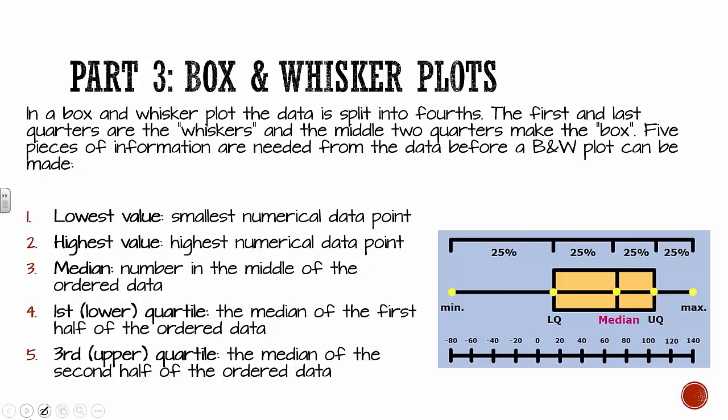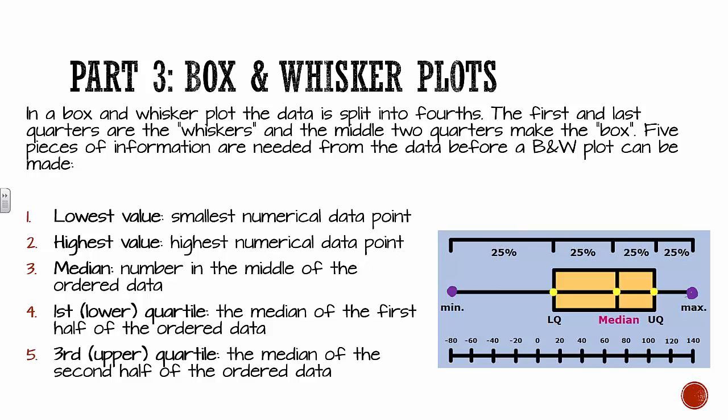So the third part, box and whisker plots. In a box and whisker plot, the data is split into fourths. The first and last quarters are our whiskers, and the middle two quarters make up the box. You need 5 pieces of information from the data before you can make a box and whisker plot. You need the lowest and the highest values. Those are like the ends of your two whiskers.